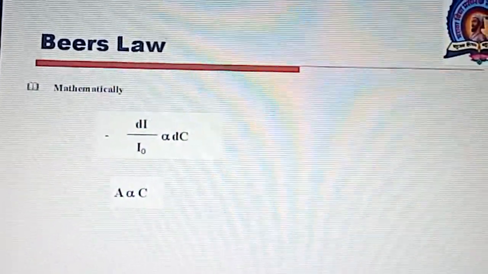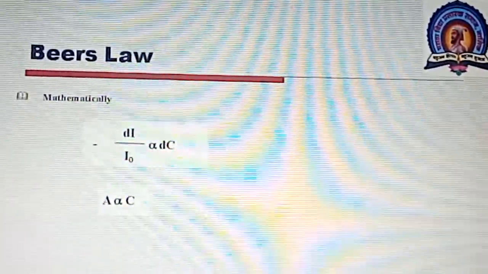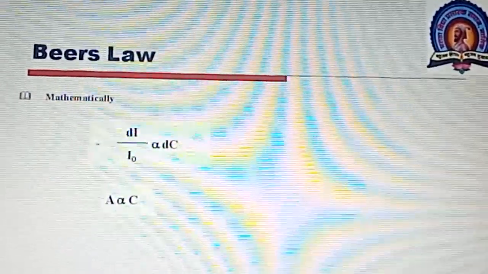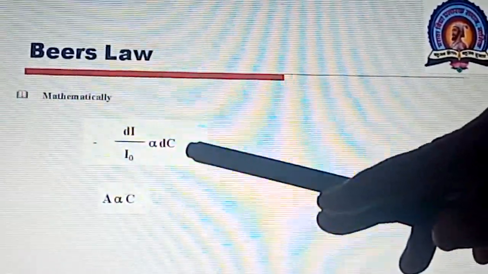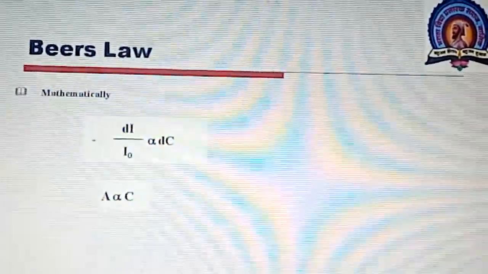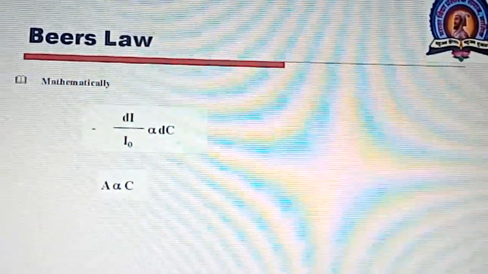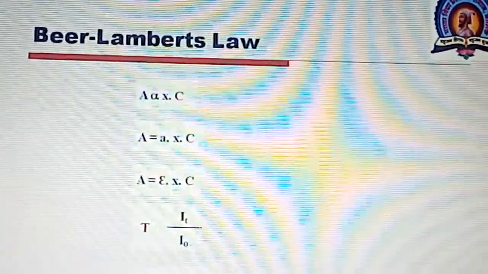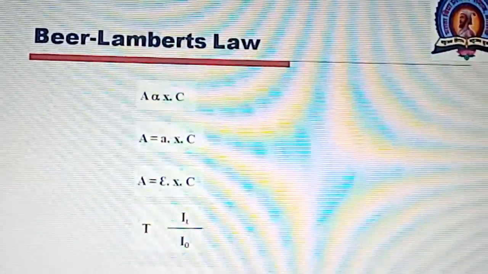I will again repeat the statement. When a beam of monochromatic light is passed through a transparent solution, the decrease in intensity of incident radiation is directly proportional to what? Concentration at constant path length, and mathematically it is denoted by what? Minus dI upon I0 is directly proportional to what? dc. In other words, in short, absorbance is directly proportional to what? Concentration. Okay. So this is the mathematical statement of what? Your Beer's law.